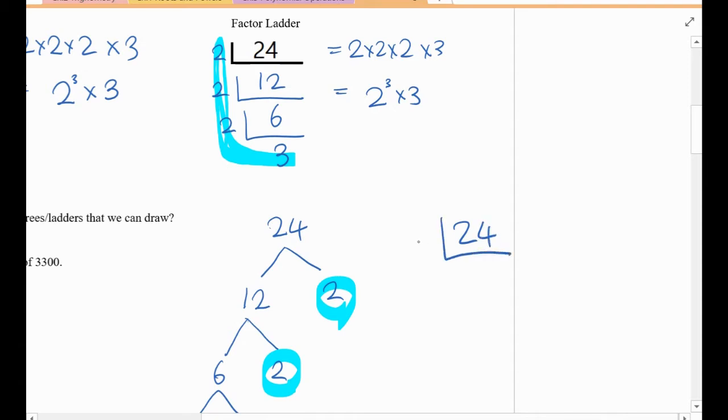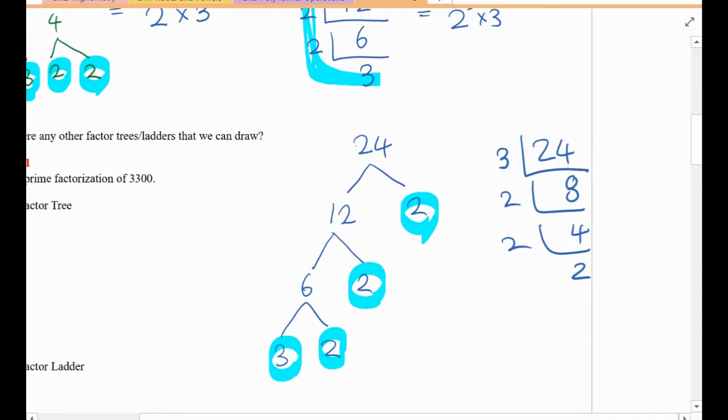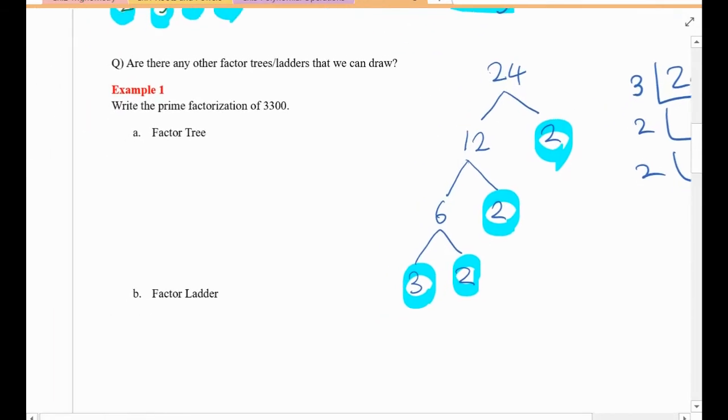Same thing, factor tree, 24. So we can start with 3, right? Then I have 8, 2, 2, 2. So now I have 1 3 and 3 2's. So same result, same prime factorization, but we can have different factor trees and ladders. Okay.